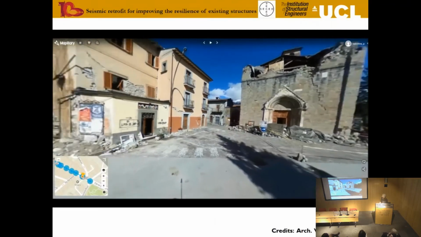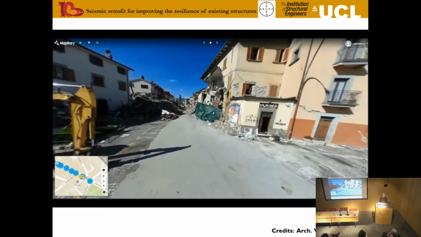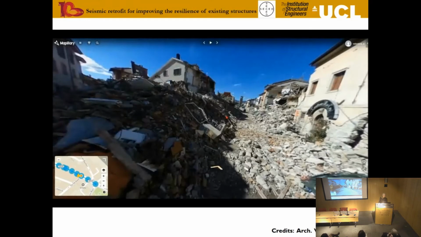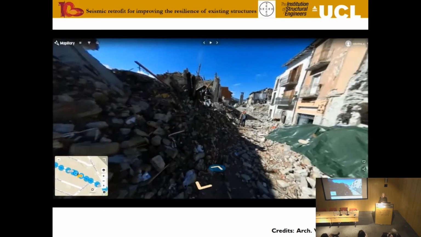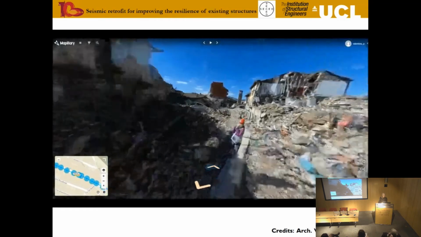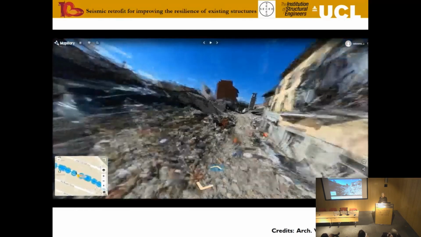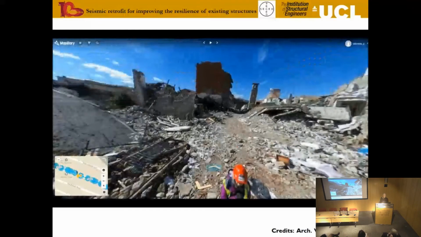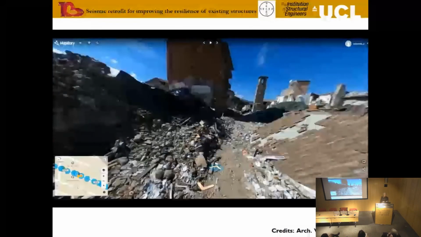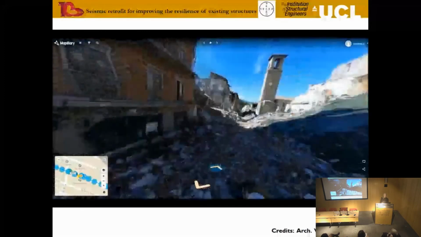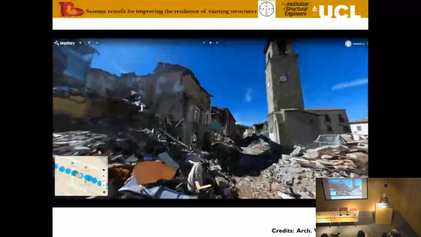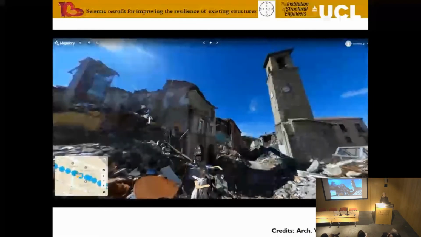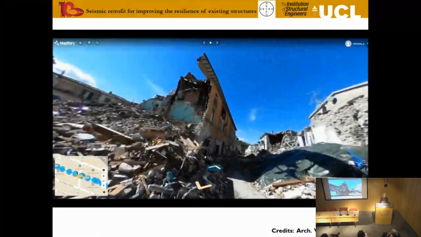So what you see here is a walkthrough during the earthquake of the 24th of August 2016 in Amatrice, which killed almost 300 people and left more than 5,000 homeless. This is a walk down through the main street of Amatrice, and it's the best way to grasp the extent of destruction that this earthquake produced. As you can see, it's really a level 0 ground.